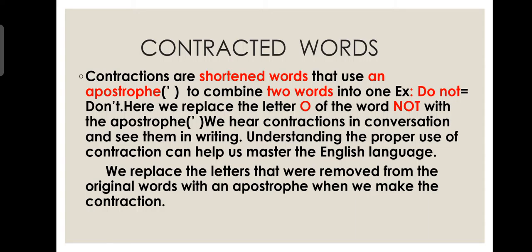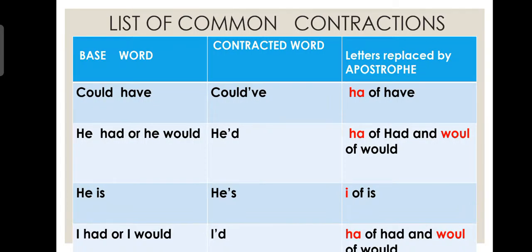And we replace the letters that were removed from the original words with an apostrophe when we make the contraction. So the purpose of the apostrophe is to replace the letters which have been removed from the original words to squeeze the words together, or to make the contracted form of those two words. So this is a list of common contractions. Here there are three columns. The first is the base word, next is the contracted word, and the third column shows the letters replaced by the apostrophe.